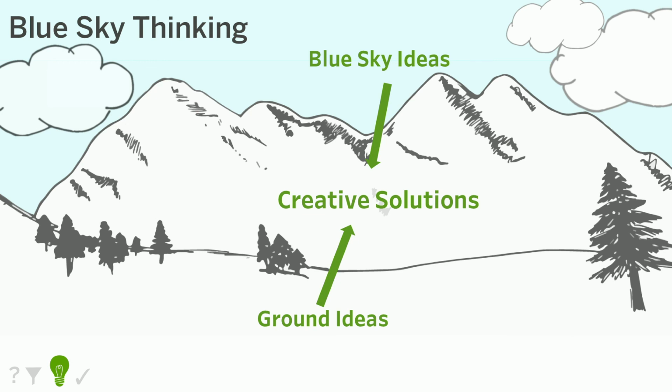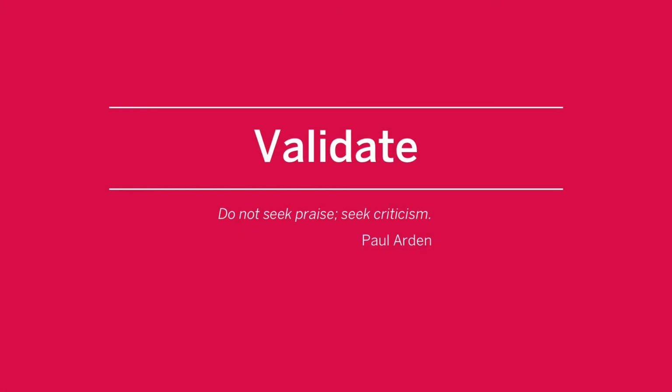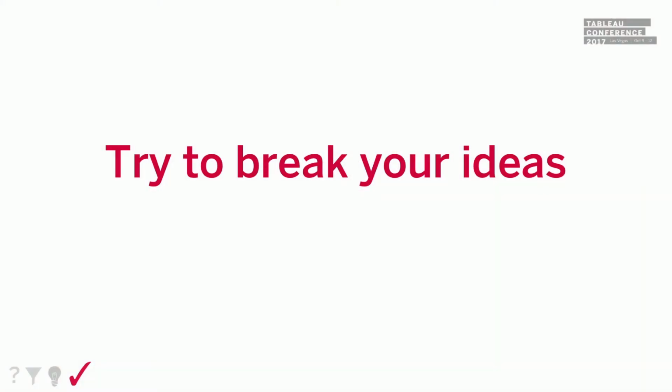Once we have a ton of different directions we can go, we're going to move on to the validation phase. During this phase, we're going to take the ideas that we think we want to move forward with and get feedback from our users. Before we do that, though, we have too many ideas, so we need to try to break them ourselves.